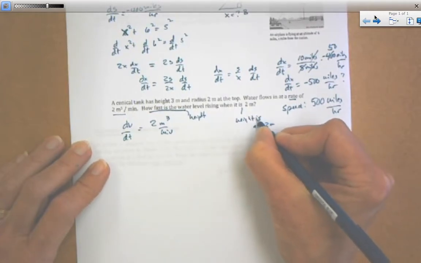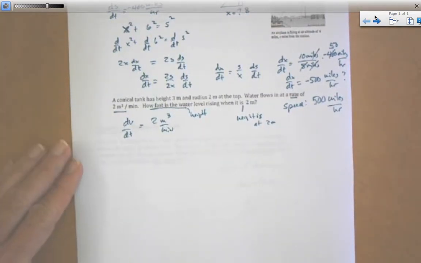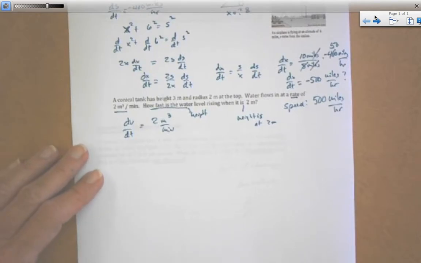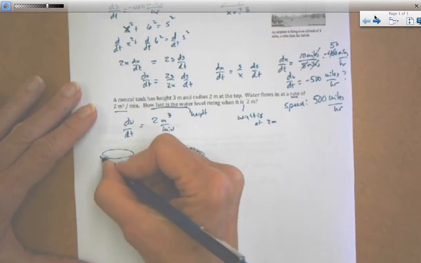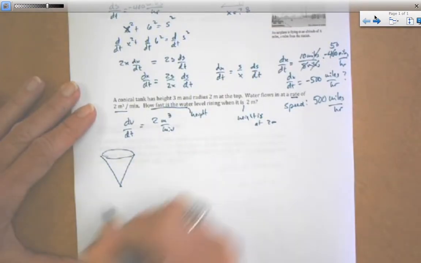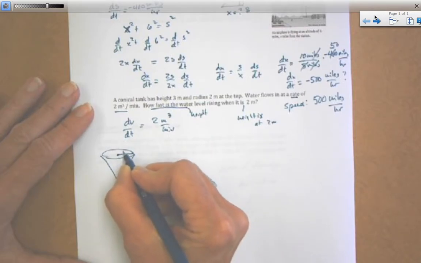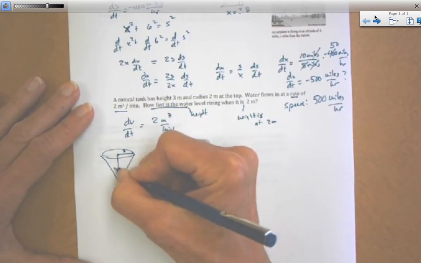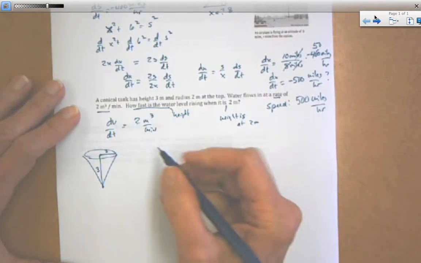So sometimes you have to be able to interpret what the question means using the grammar they give you. All right, so I got volume, I got height, I got a cone. Let's sketch a quick diagram. And we know at the base of the cone, the radius is 2, and the height of the cone is 3.